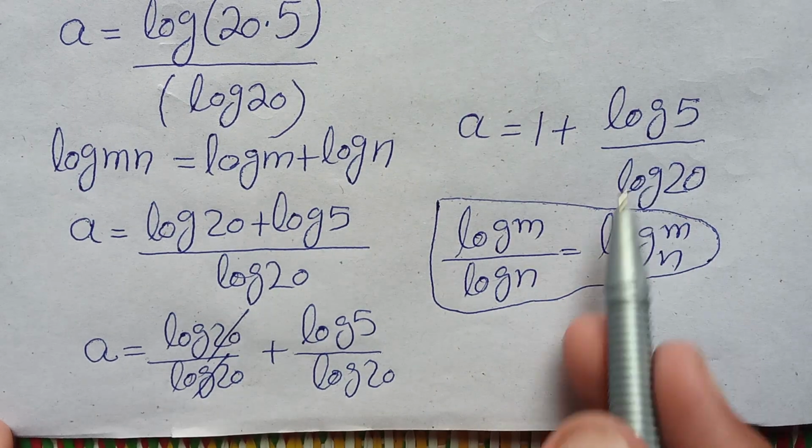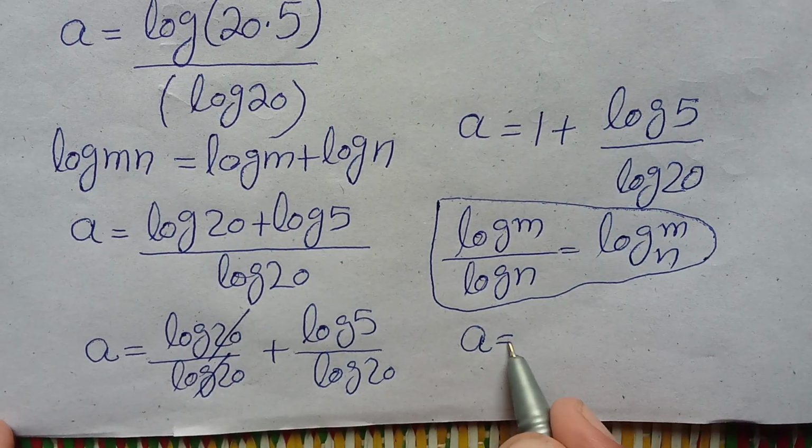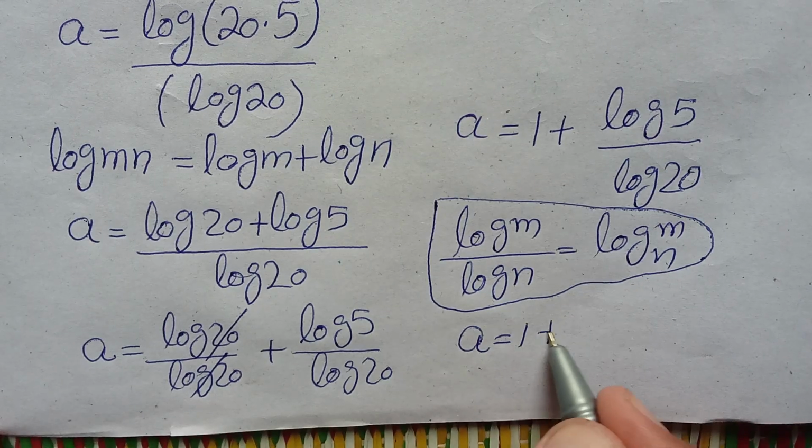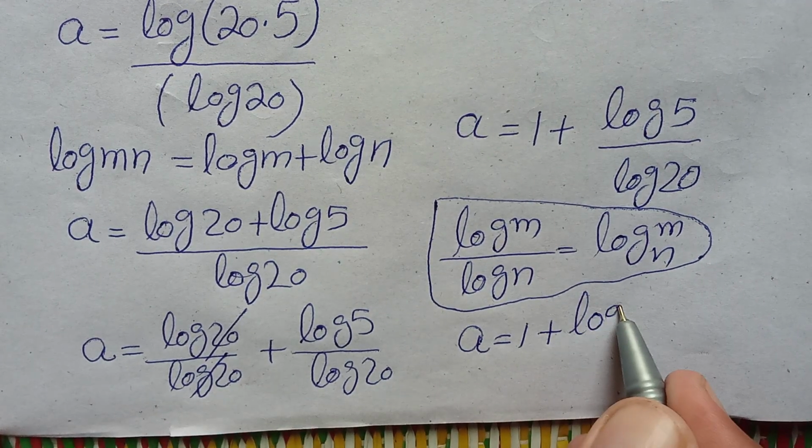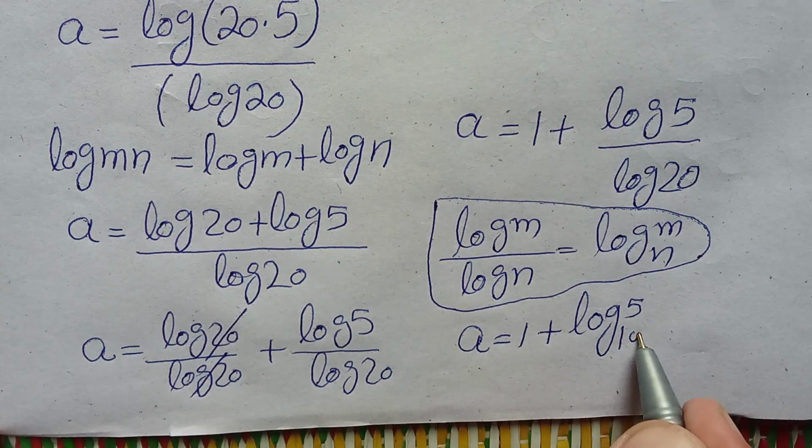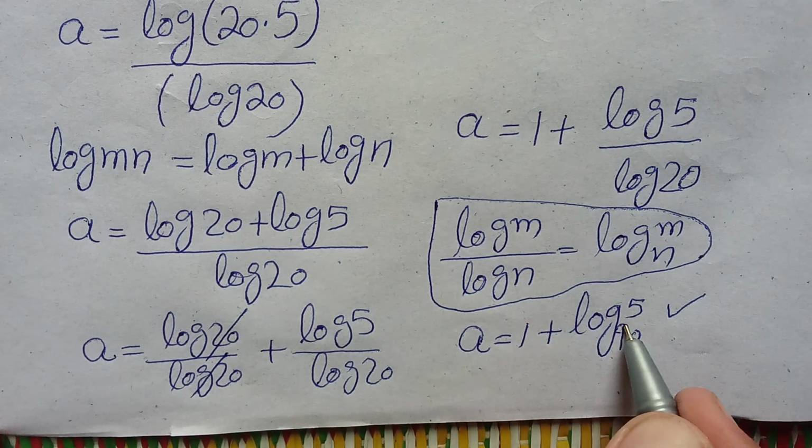We can now write this in this form: a is equal to 1 plus log 5 base 20.